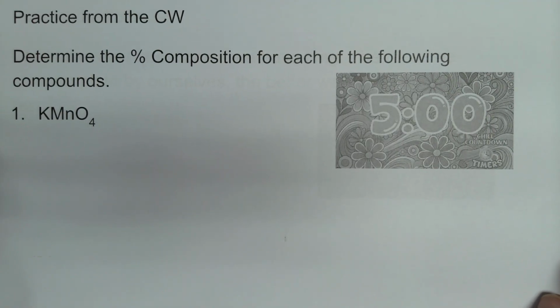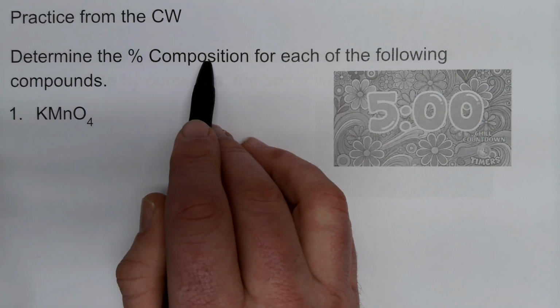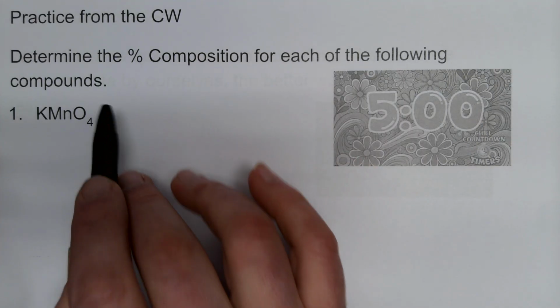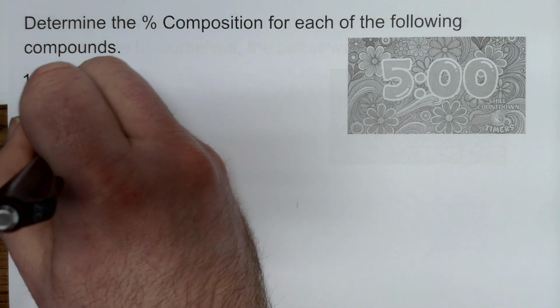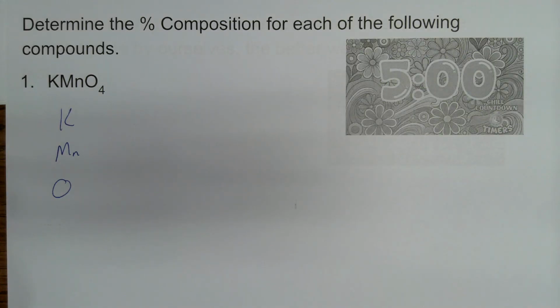All right. So now I want to ask you to give me the percent composition of 3 elements on your classwork. Number 1, determine the percent composition of each of the following compounds. You're going to give me the percent composition for potassium, manganese, and oxygen. I'm going to give you 5 minutes to work on it. When the music stops, we're going to go over it. You're going to do it on your paper now. This is question number 1 on your handout.